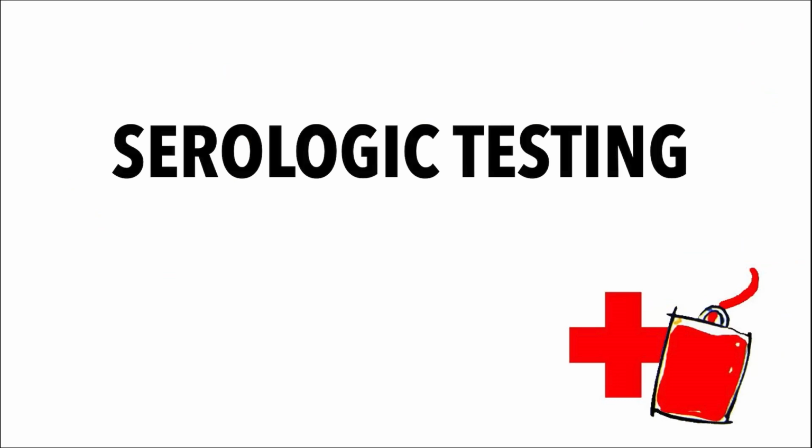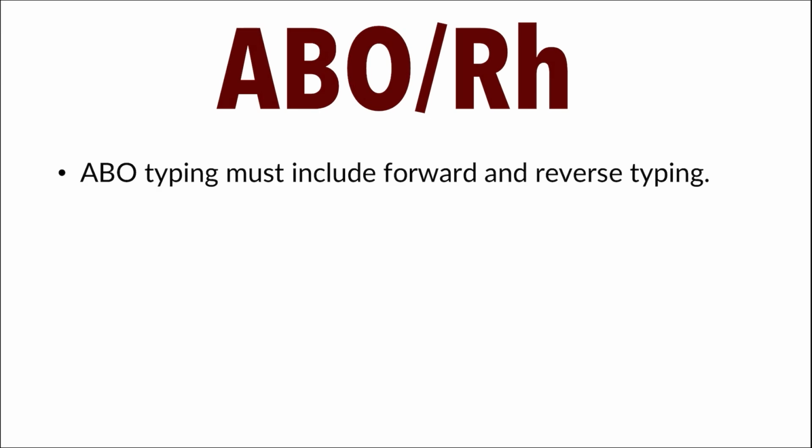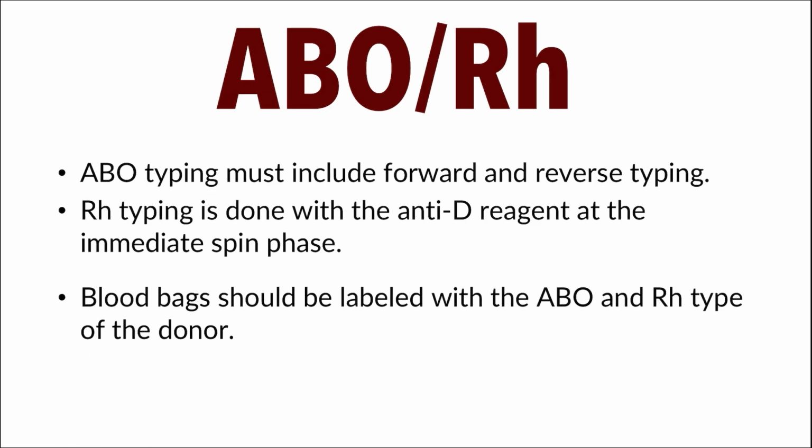So let's go now to serological testing, which I know for sure you are already familiar with. For serological testing, we have, of course, number 1, ABO grouping or Rh typing. ABO typing must include forward and reverse typing. And what is the rule here? That the blood donor should have the same blood type and Rh type as the patient to ensure safety during donation. And Rh typing is done with the anti-D reagent at the immediate spin phase. Take note, if it is Rh negative, you have to test it with weak D, weak D typing or the Du testing.